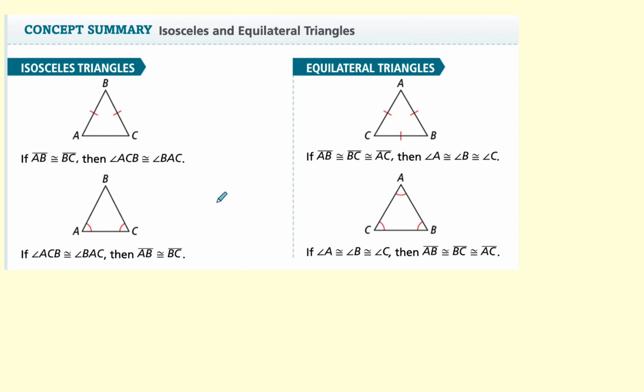So the concept summary is if two sides of a triangle are congruent, then the angles opposite those are congruent. If two angles of a triangle are congruent, then the sides opposite are congruent. If all the sides are congruent, then all the angles are congruent. If all the angles are congruent, then all the sides are congruent.